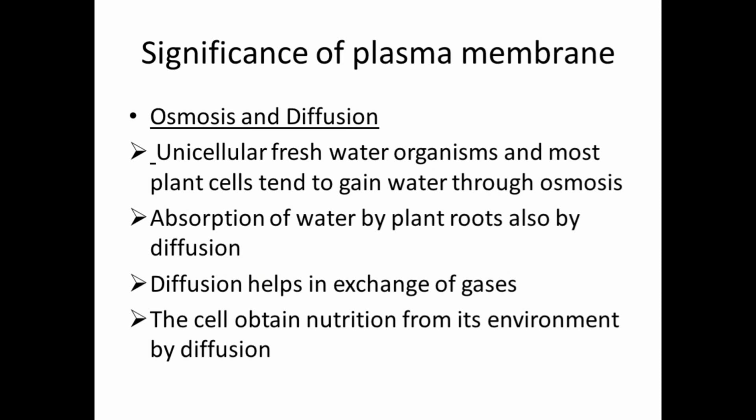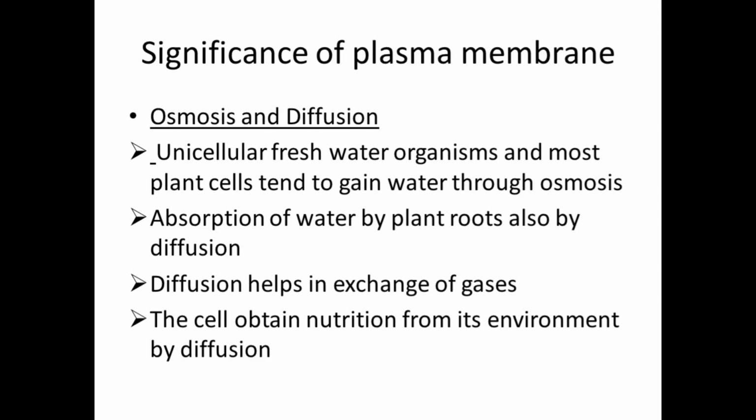When we deal with the significance of plasma membrane, we have to think about the two terms osmosis and diffusion again. In the case of unicellular freshwater organisms and most plant cells, they tend to gain water through the process of osmosis. Absorption of water by plant roots is also by osmosis itself. The roots absorb water from the soil by the process of osmosis.